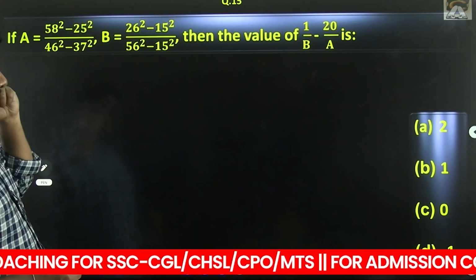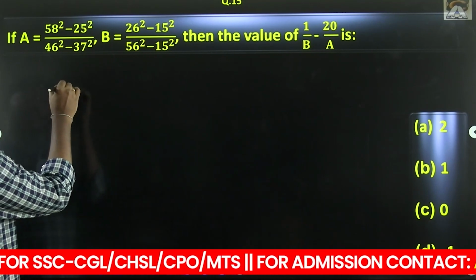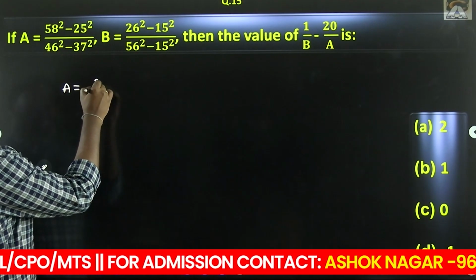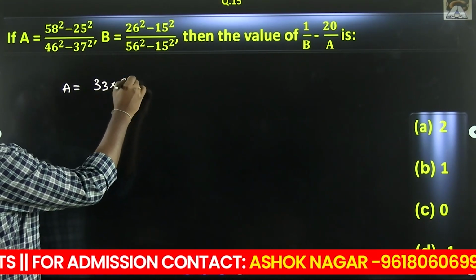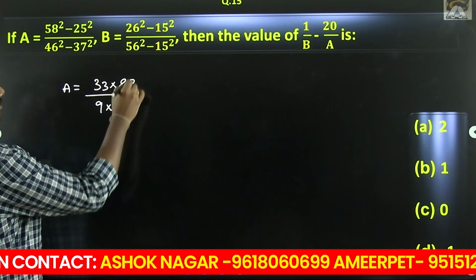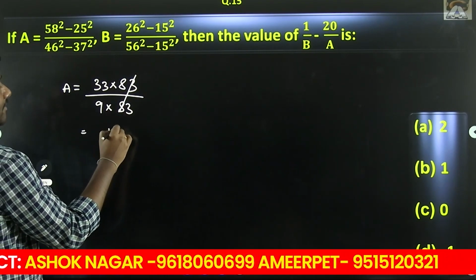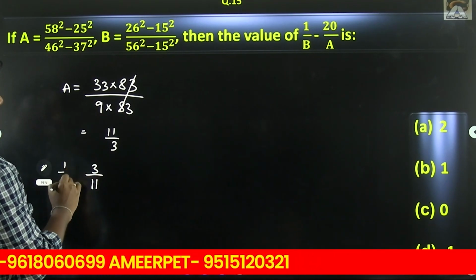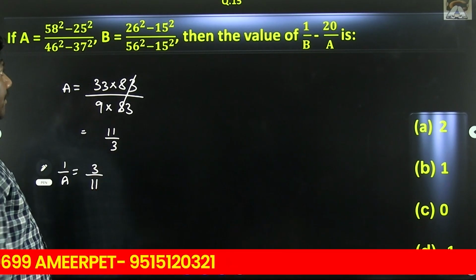This one is simply calculative. A is equal to, difference is 33, sum is 83, difference is 9, sum is 83, cancel, therefore it is 11 by 3. 1 by A is 3 by 11. This is 1 by A. Look at B.